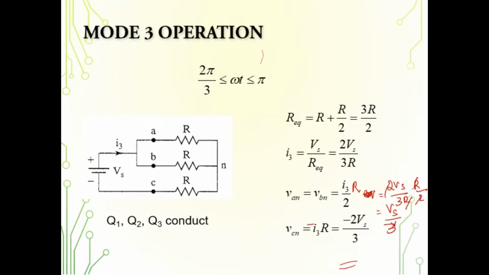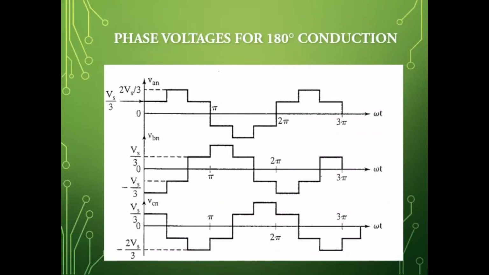So we have got VAN, VBN and VCN for 0 to 60, 60 to 120 and 120 to 180. So we have three different modes of operation, and accordingly we get VAN, VBN and VCN. This is for the interval 0 to 60 degree, this is from 60 to 120, and this is 120 to 180 degree. We have to mark either Vs or 2 Vs by 3, positive or negative. Later, to find the line voltage VAB, find VAN minus VBN. To find VBC, we find VBN minus VCN.